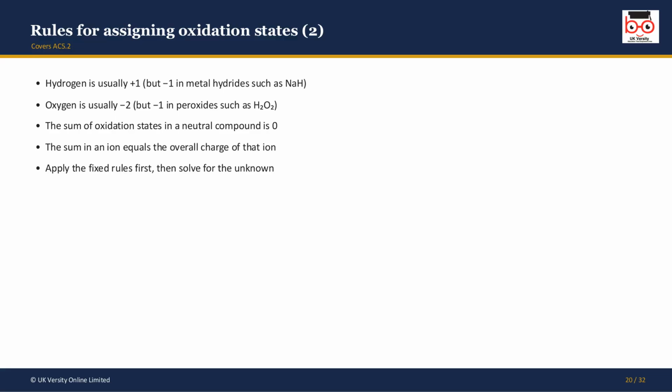Now the second set of rules. Hydrogen is usually +1, though it's -1 in metal hydrides like sodium hydride. Oxygen is usually -2, though it's -1 in peroxides such as hydrogen peroxide. The oxidation states in a neutral compound must add up to 0, and in an ion, they add up to the overall charge of that ion. So the method is to apply the fixed rules first, then solve for whatever's unknown.